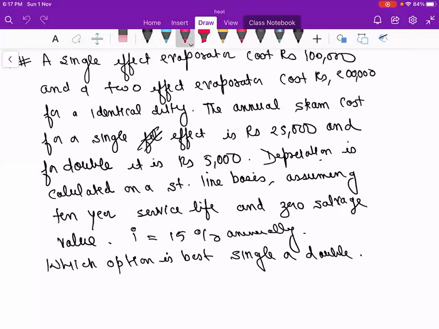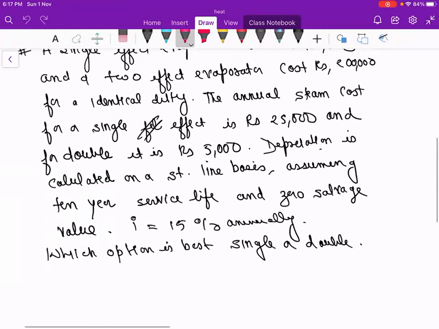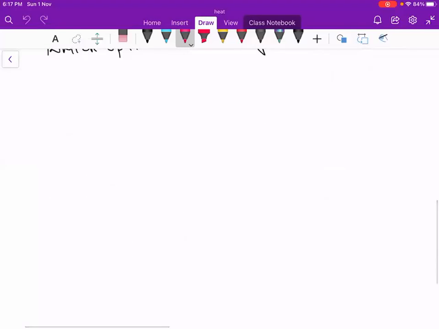So what will be the answer? So many students are giving the answer single effect, but that is wrong. You are not taking care of the steam cost. You are just seeing the CC1 and CC2. You should take care of the steam cost also. So without capitalized cost also you can solve this.